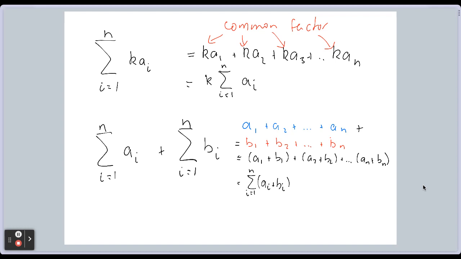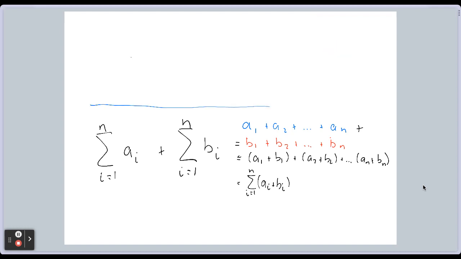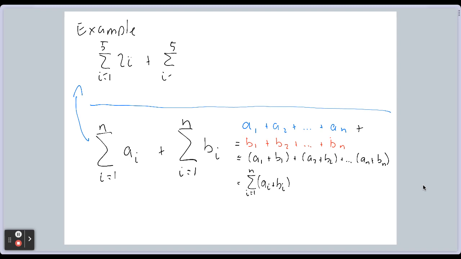And I'll do the example above this time. Example, if I had the sum from I equals 1 of 2i, and I added it to the sum from I equals 1 of 3i, I can simply make that equal to the sum from I equals 1 of 5i, 2i plus 3i is 5i, and then generate that sequence, and away I go.